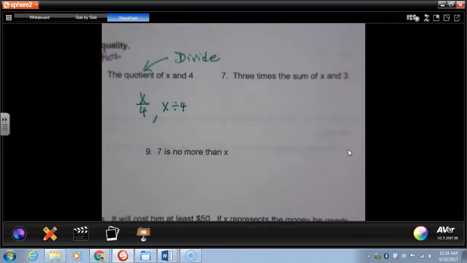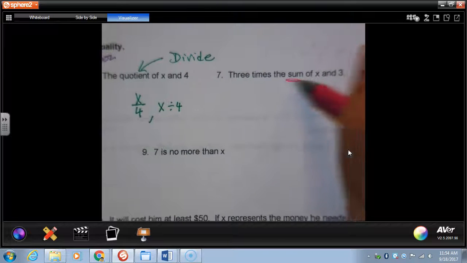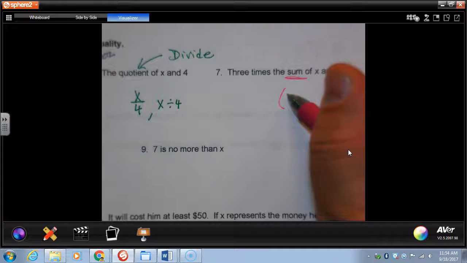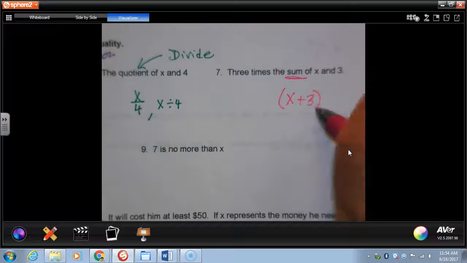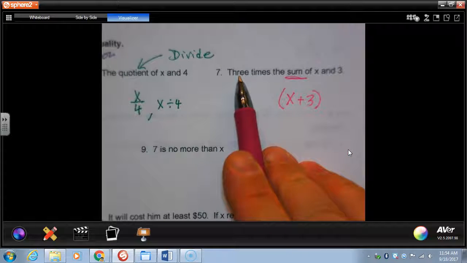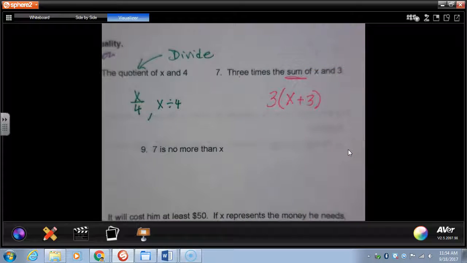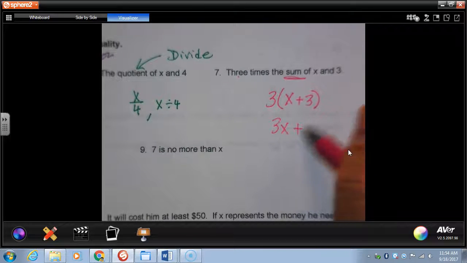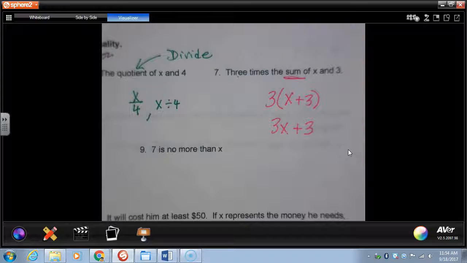How about number 7? Remember what I told you about the sum? Nope, addition, use parentheses, x and 3. We're not done, we have to take 3 times that. If you do this, is that right? No.